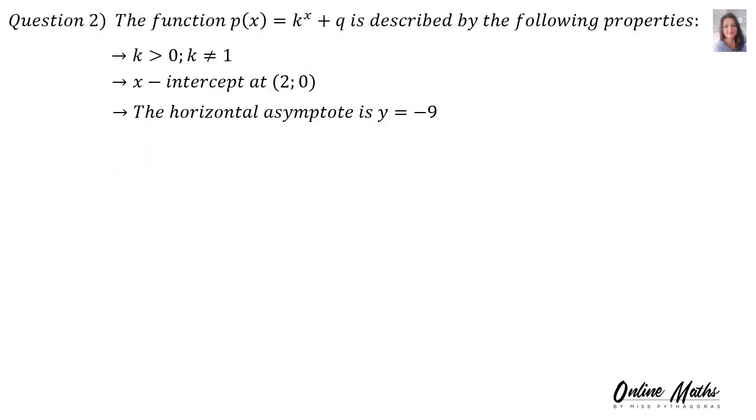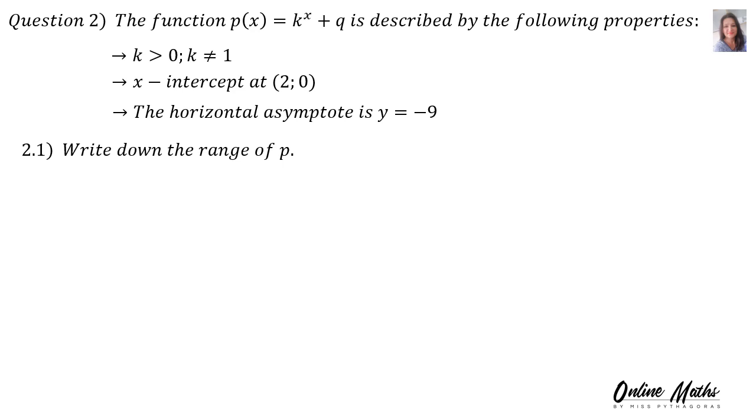Question 2. The function p of x is equal to k to the x plus q is described by the following properties. First of all, k is greater than 0, that means positive, and k is not equal to 1. The next thing, x-intercept at the point (2, 0). And then lastly, the horizontal asymptote is y is equal to -9. Question 1. Write down the range of p.